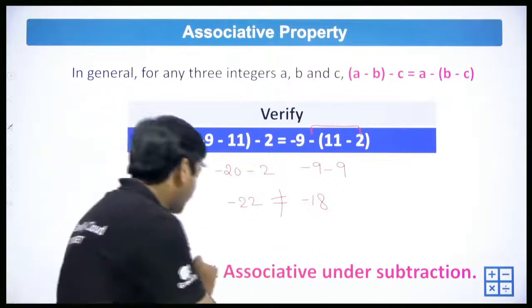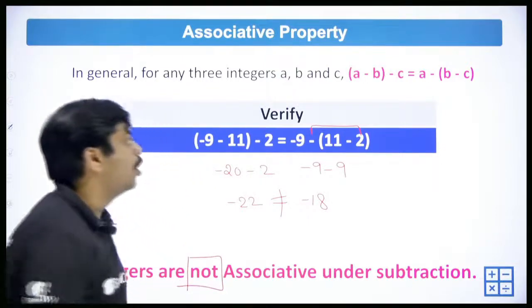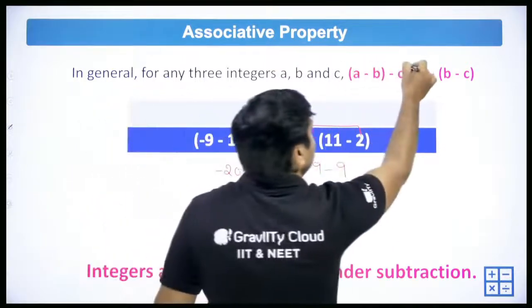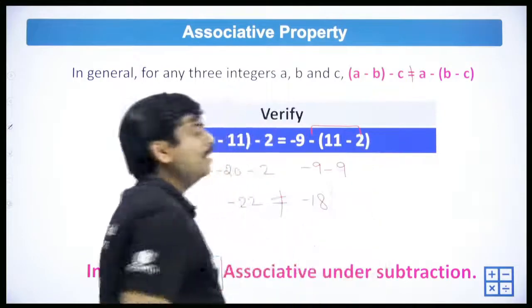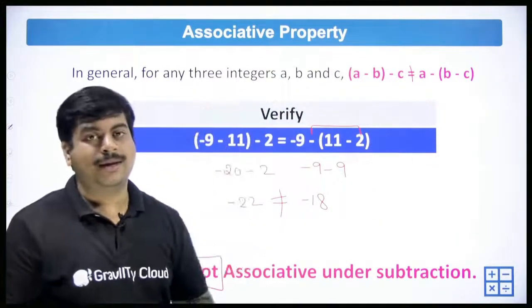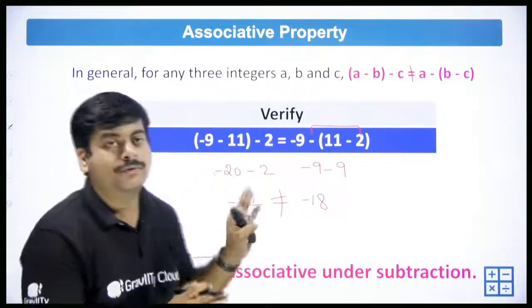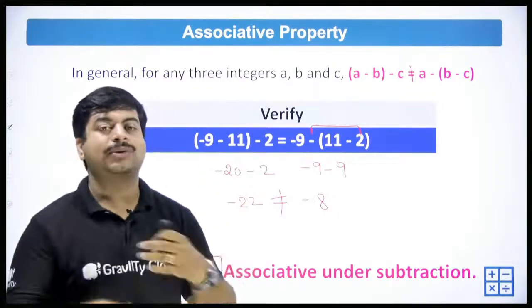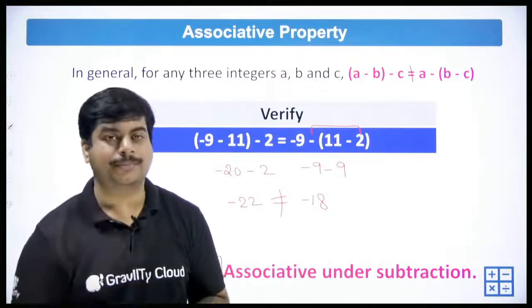So you should be very careful. These two are not equal: (a - b) - c and a - (b - c) are not the same. So it is confirmed, for subtraction it is not valid. Let us try to see for multiplication and then for division.